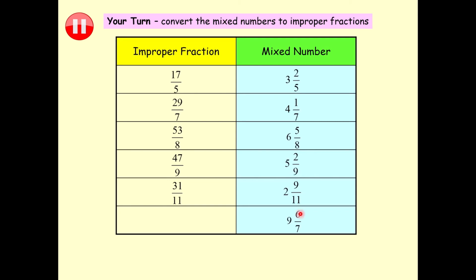And our last question, 9 and 6 over 7, so you've got 9 lots of 7, 9 times 7, add on your 6 to get 69 over 7. Okay, so make sure you've marked all your work, and that is all the examples.